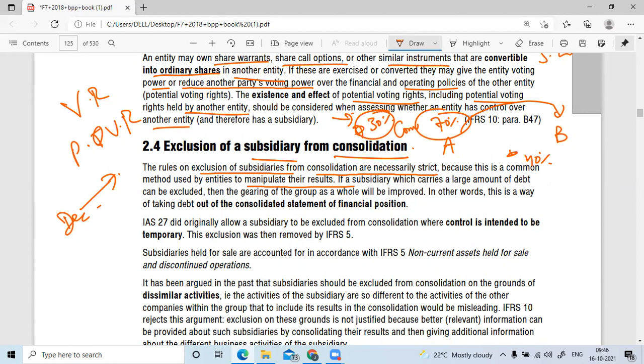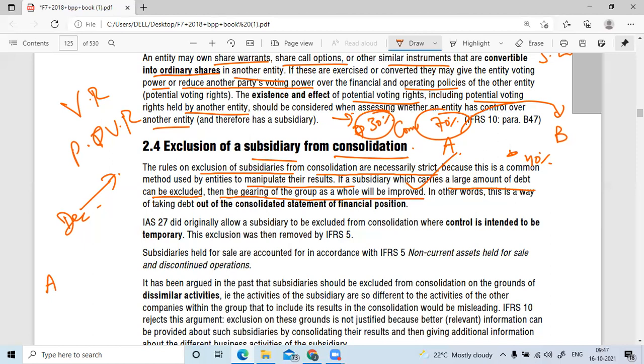The rules are very strict. If you want to exclude a subsidiary from your books, remove the subsidiary from your books, it is not an easy process. Why? If a subsidiary which carries a large amount of debt can be excluded, then the gearing of the group as a whole will be improved.